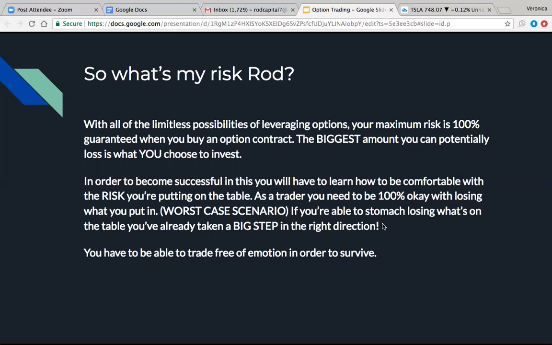All right, guys. Just wanted to do a quick little synopsis on what exactly it is that I'm doing here. This is a pretty basic level breakdown of option trading.